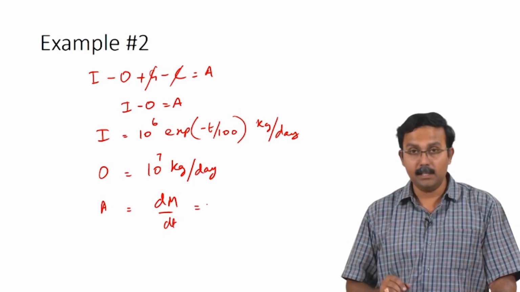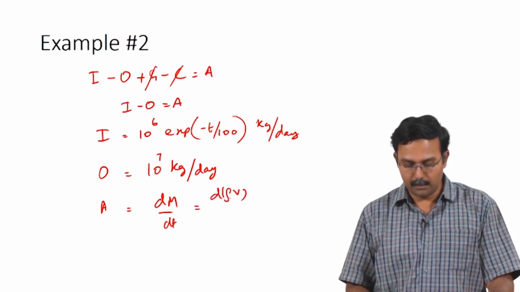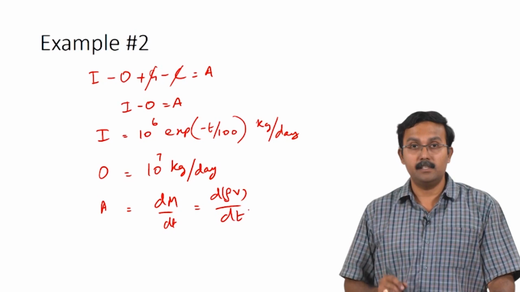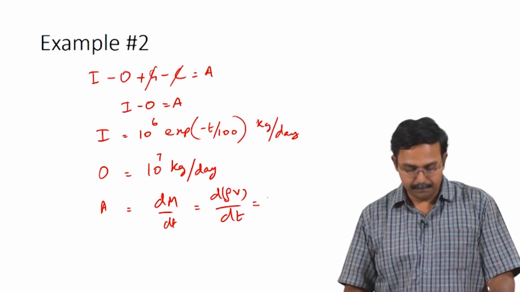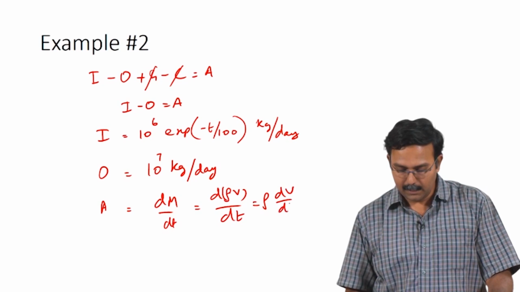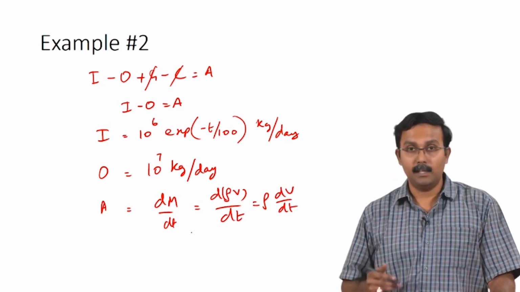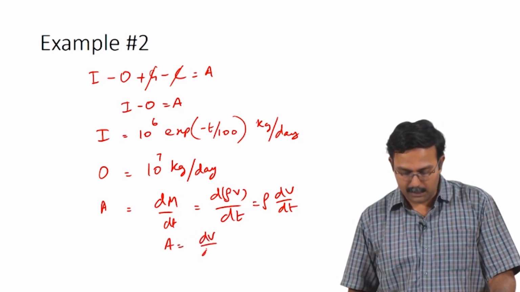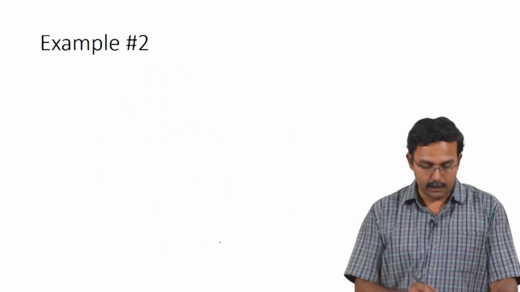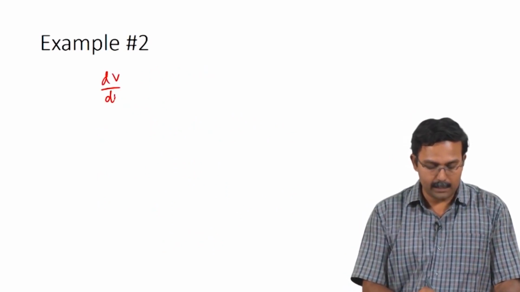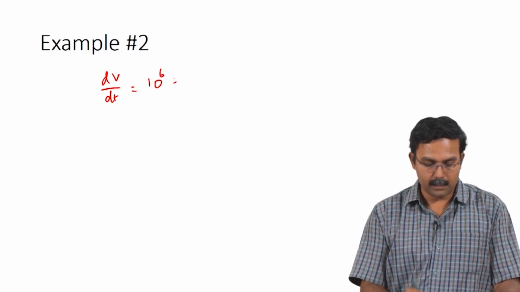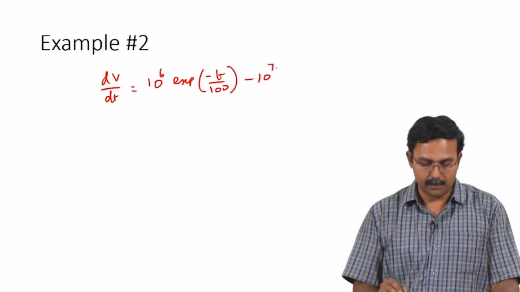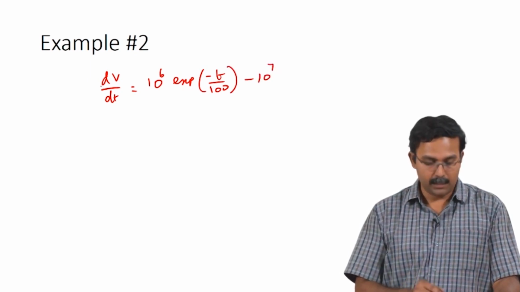This dm by dt can be written as d(rho V) by dt, where rho is the density and V is the volume. So, this will become rho dV by dt, and because rho equals 1 kilogram per liter, the accumulation term would be dV by dt. Plugging these values back into the equation, you would get dV by dt equals 10^6 exponential of minus t divided by 100 minus 10^7. So, this equation has to be solved.